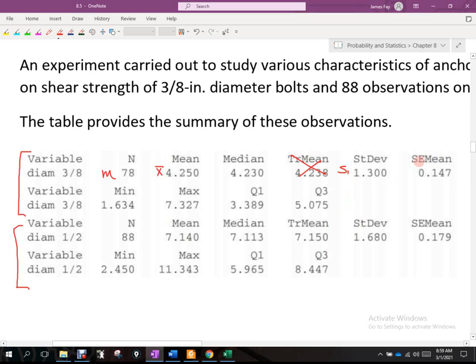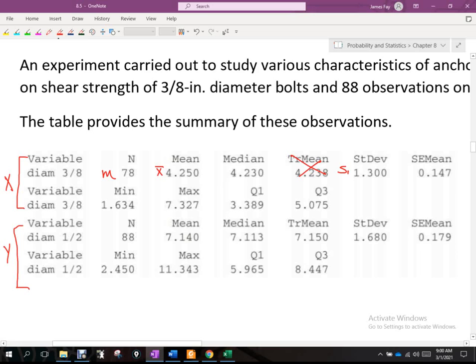Okay. And this is the standard error of the mean. We don't really need to worry about that at the moment. Come down here to variable. So this was all for variable X. I don't want to put a bar on there. Just variable X. This would be variable Y. Okay, they're independent. You can't have a 3/8 diameter bolt that is also a 1/2 diameter bolt, right? They're different. Okay.